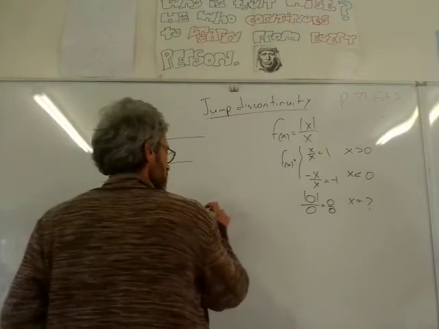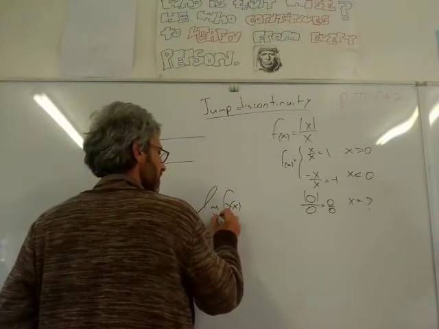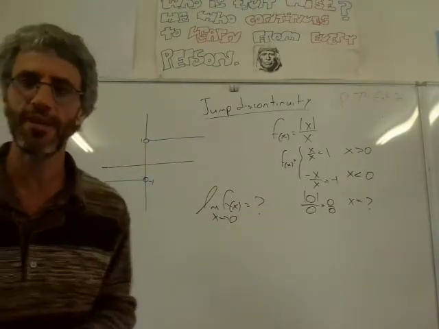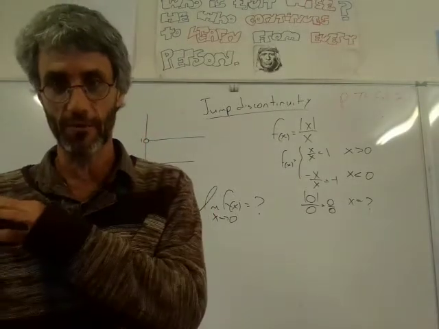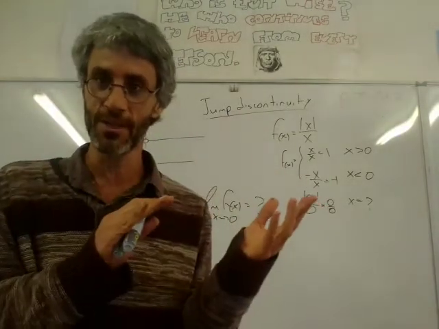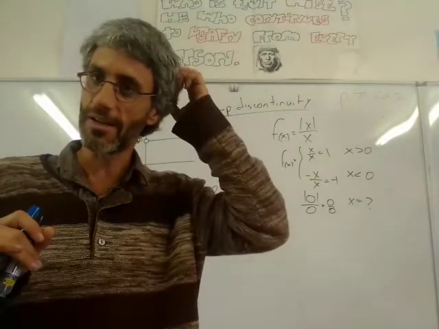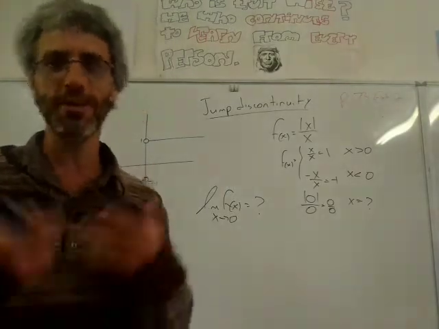To figure out if it's a jump discontinuity, you have to ask yourself, does the function have a limit? That's what you're going to ask. Does the function have a limit at x equals 0? If the answer is yes, that means the limit from the right and the left is the same, then it's a removable discontinuity. But if there's no limit, there's no.